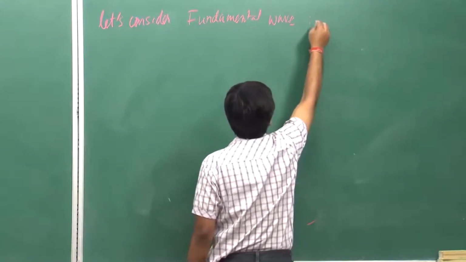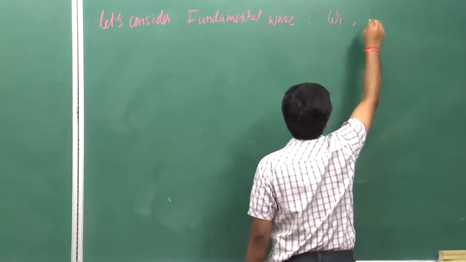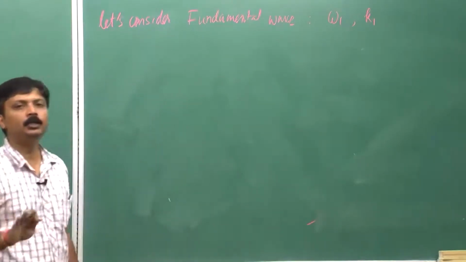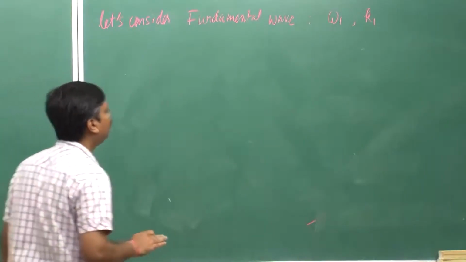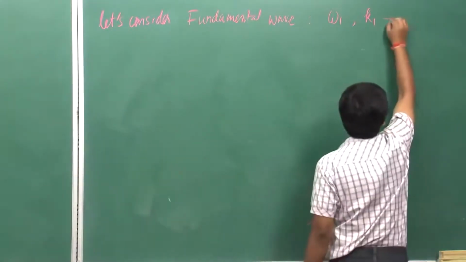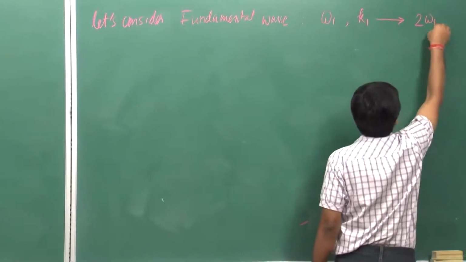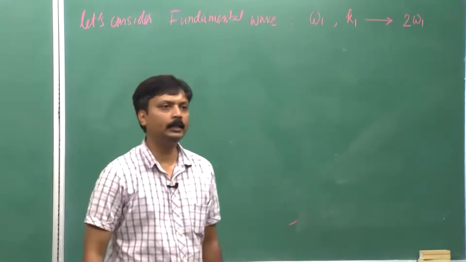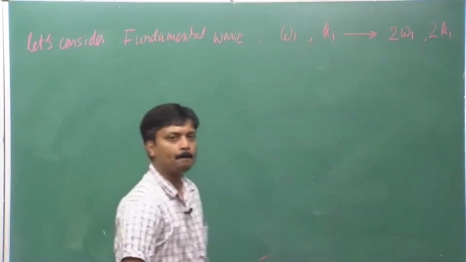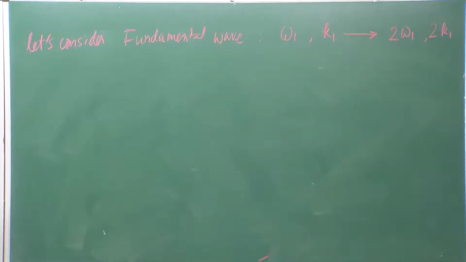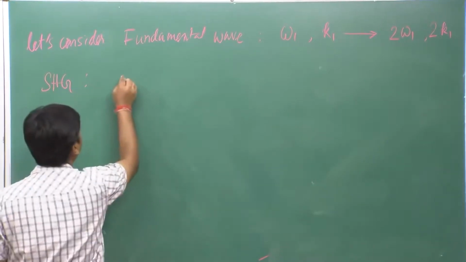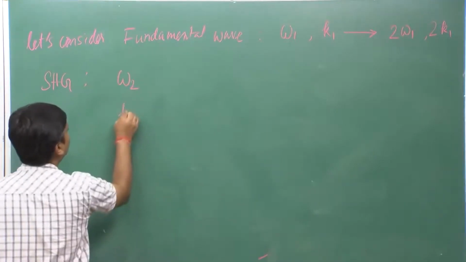And this fundamental wave is characterized by frequency omega 1 and wave vector k1. What will it do? This fundamental wave will induce polarization at the second harmonic frequency, which is equal to 2 omega 1, right. So, this will lead to polarization created at frequency 2 omega 1 and corresponding phase velocity will be 2 k1, right.